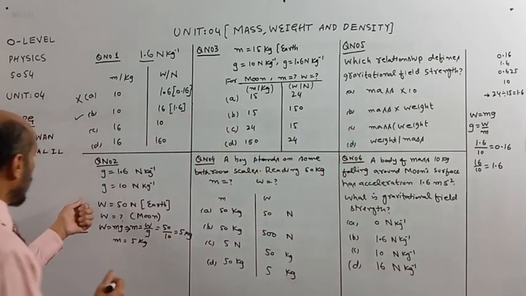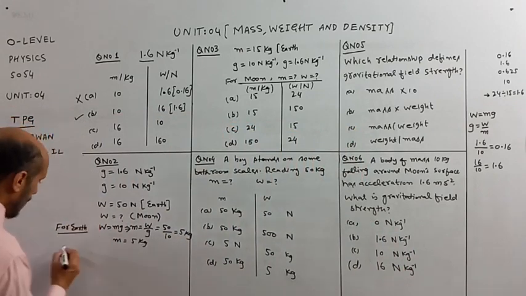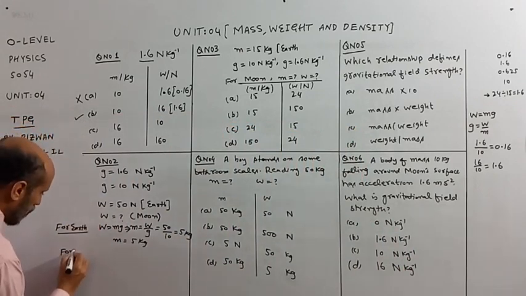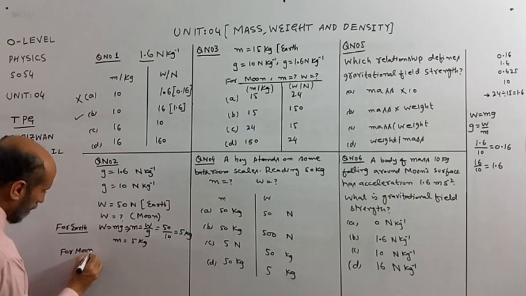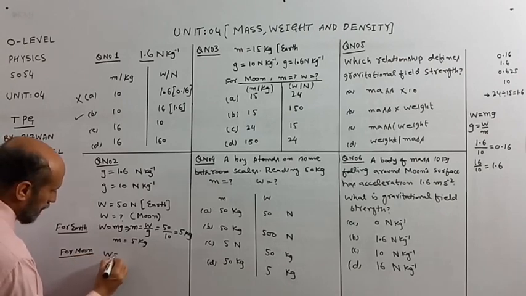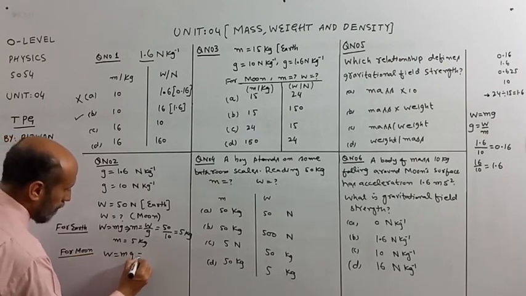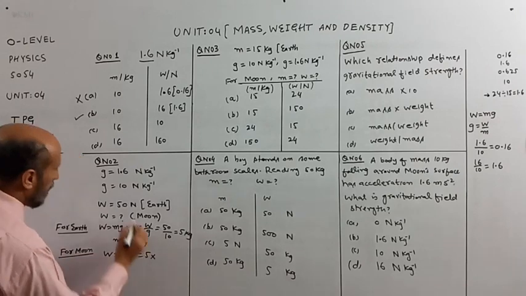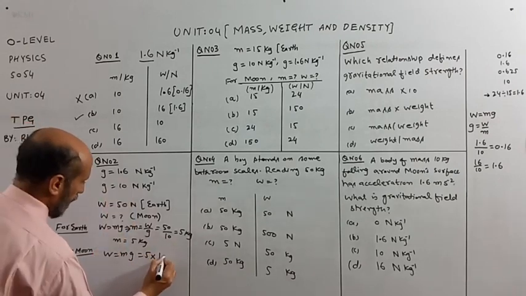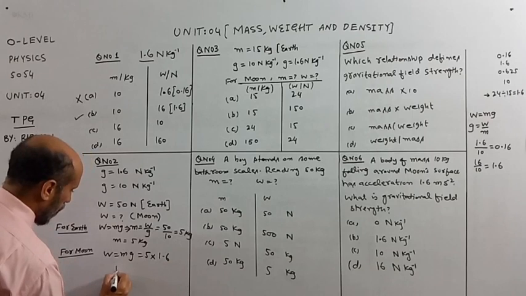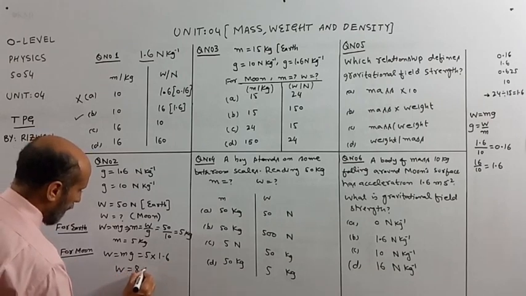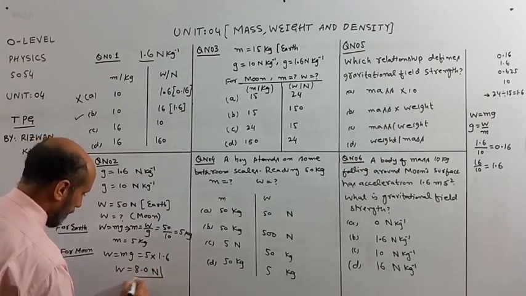So now we have to calculate the weight on the surface of Moon. So for Moon, W is equals to mg, value of mass was 5, value of g was 1.6, so value of weight will be 8.0 Newton.